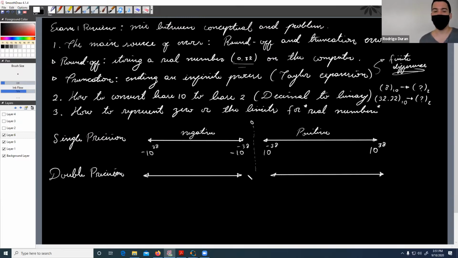In double precision, if you want to represent the number zero, it will be either negative 10 to the negative 308 or 10 to the negative 308. So this number is super small. This is like extremely small. And the largest value that you can type in double precision is 10 to the 308. And the largest negative value that you can type in double precision is negative 10 to the 308. So it's very important that you know this table.